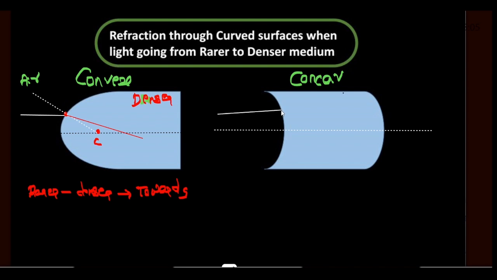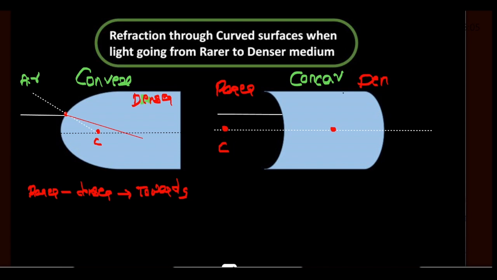Let's consider that it is incident on the surface like this, but on which surface? A concave surface, right? Then how does it bend? It is going from rarer medium to the denser medium, right? So here too it bends towards the normal. So what is the normal here? The center will be on this side, so this is the center.